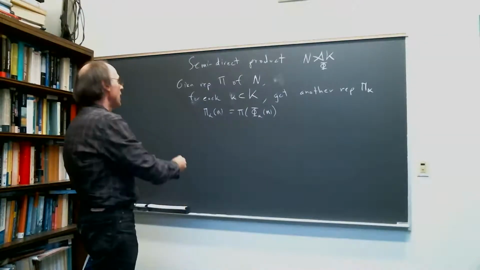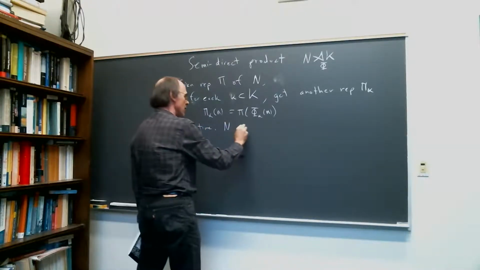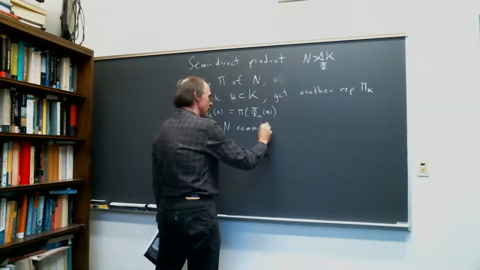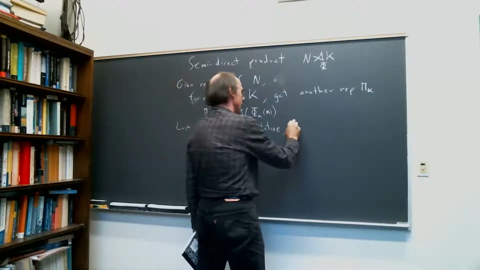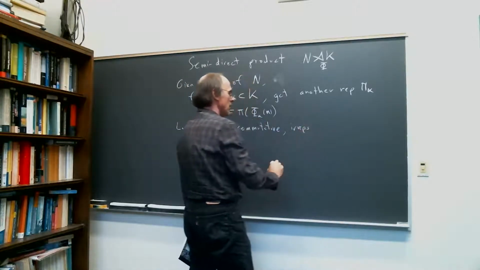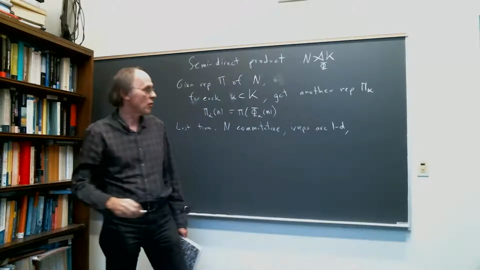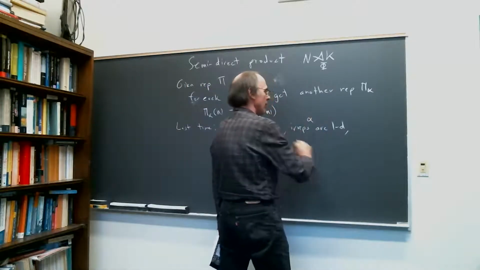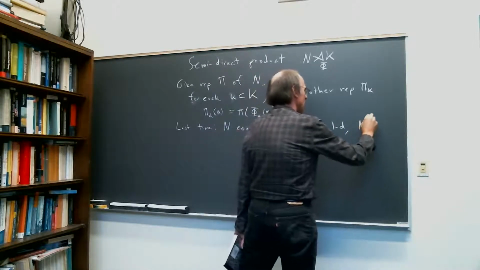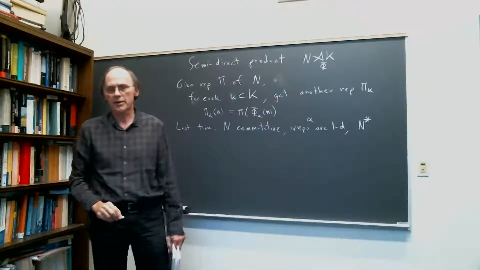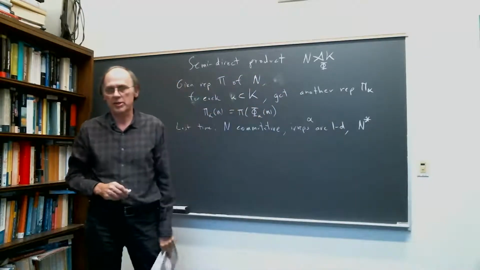What we saw last time, when we talked about N commutative, is that the irreps are one-dimensional. The set of all the irreducible representations, which I just call N star, are also called characters. So the characters of a commutative group are the set of irreducible one-dimensional representations.